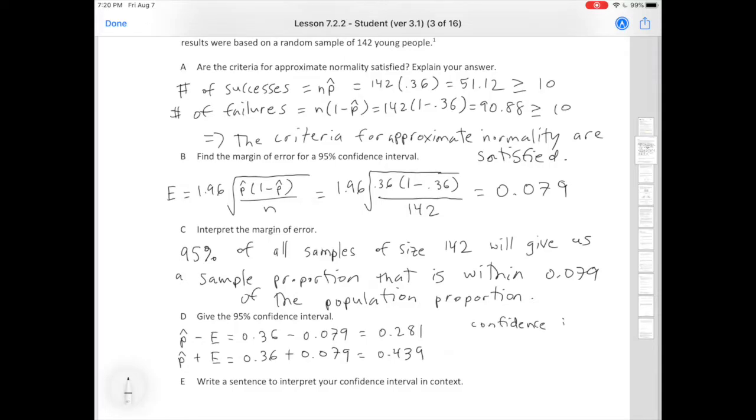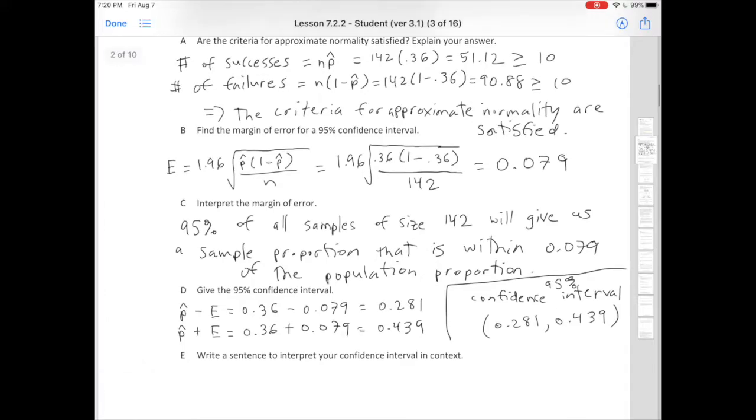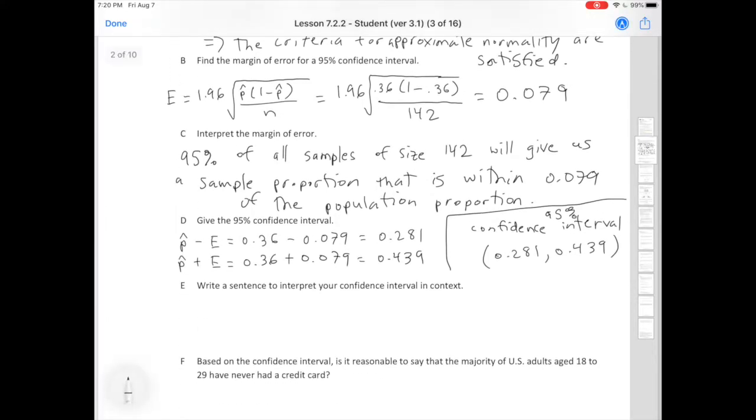So what would the confidence interval be? Now I want to be careful and specify this is the 95% confidence interval. It goes from 0.281 and it goes until 0.439. Okay. Or if I wanted to, I could give it with 2 decimal places. So if I want to do it with 2 decimal places, I can do it 0.28 until 0.44. Right? This is just me rounding to 2 decimal places.